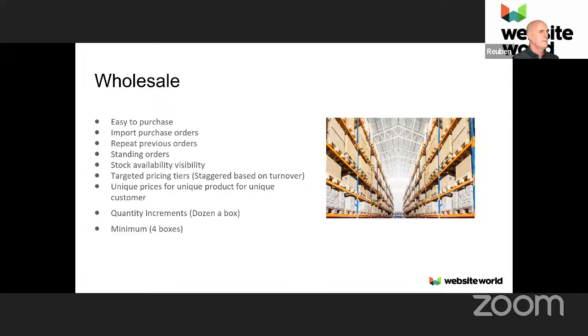You don't want someone putting 14 in a box, and you have to break a box open and somehow package 2 additional items. And obviously you need to be able to control those minimums. With Website World, we also have the ability to have 1 minimum for trade and 1 minimum for retail. So you can actually mix all of that into one catalog.